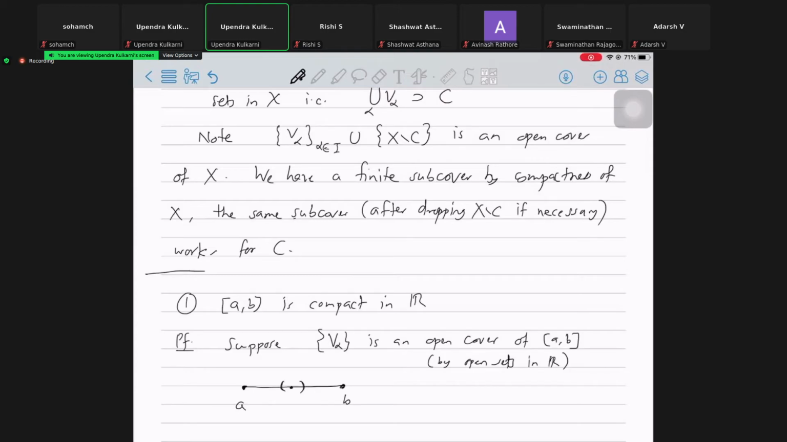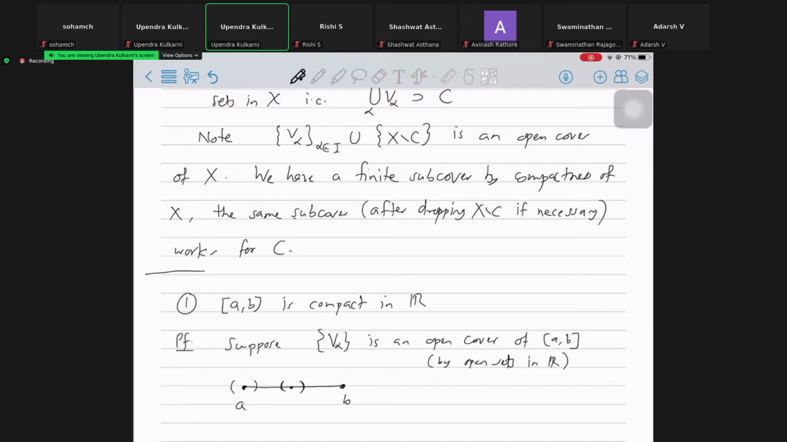Okay, so how am I going to get this finite subcover? Well, I could try the following strategy. I simply travel from one end to the other. So I start with A. That means that A must be contained in some set of this kind, right?